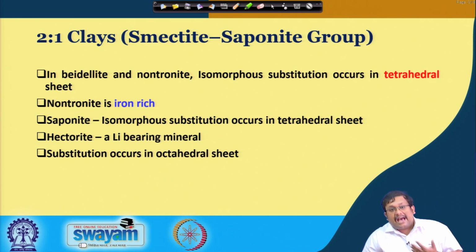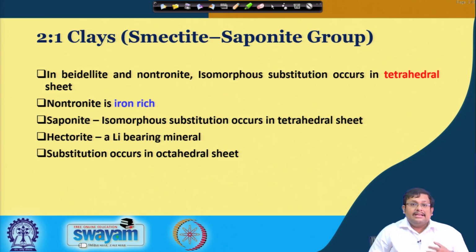Remember, nontronite is iron rich and saponite is a mineral where isomorphous substitution occurs in the tetrahedral sheet. Hectorite is basically a lithium bearing mineral, and in case of hectorite, substitution occurs in the octahedral sheet. So, depending upon which particular ion is dominant and where the isomorphous substitution is going on, we can differentiate different types of clay mineral.